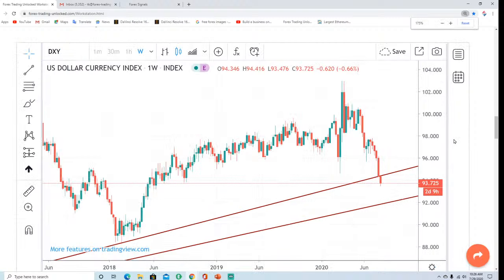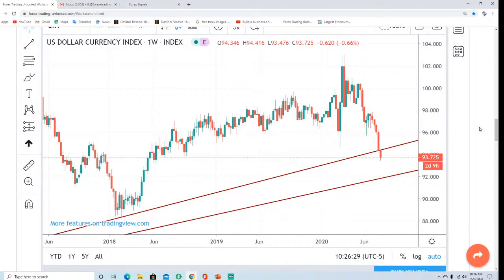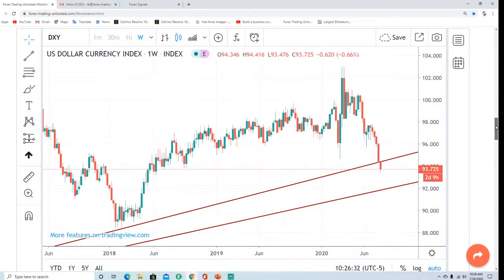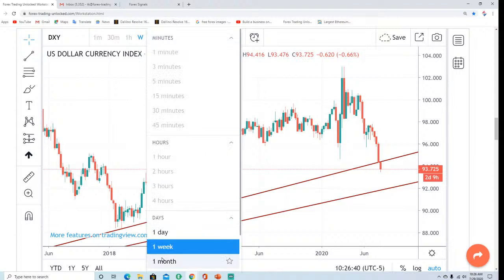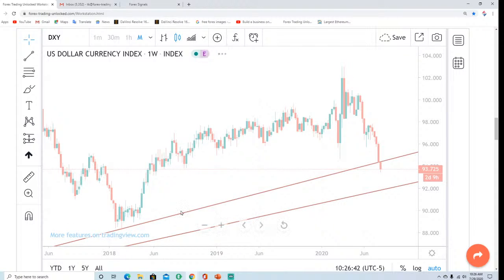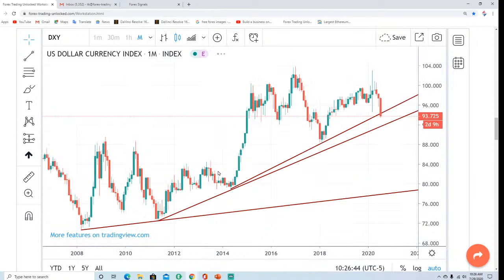Okay, there we go. All right, so the dollar index is finally confirmed on a weekly basis, taking out a bullish trend that it has been maintaining for quite some time. Now, when I say quite some time, it's been a 12-year rally going back to 2008.